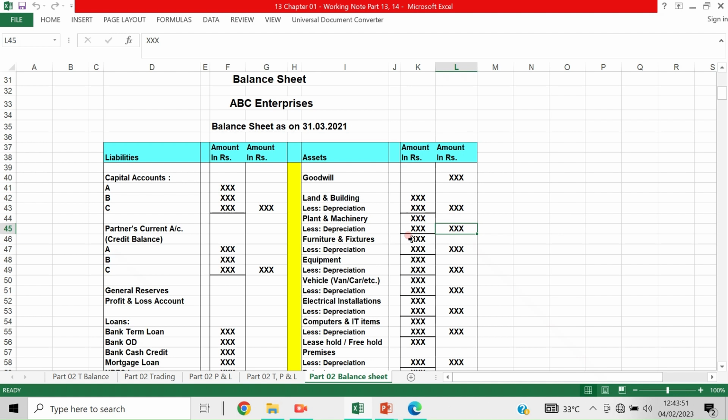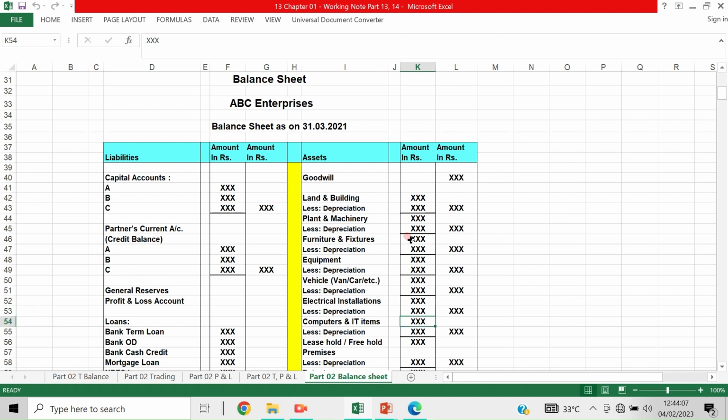Then furniture and fixture less depreciation, taken into the outer column. Then equipment less depreciation, vehicle less depreciation, electrical installation less depreciation, AC, etc. All will come into that.